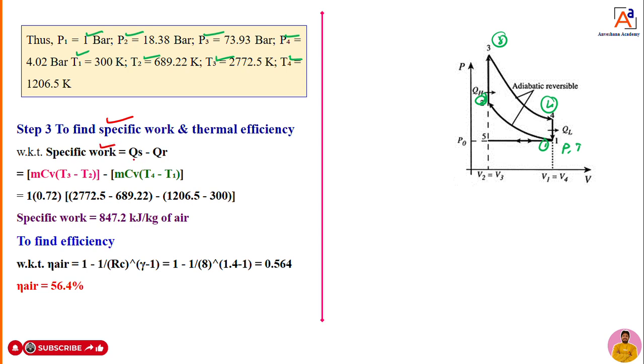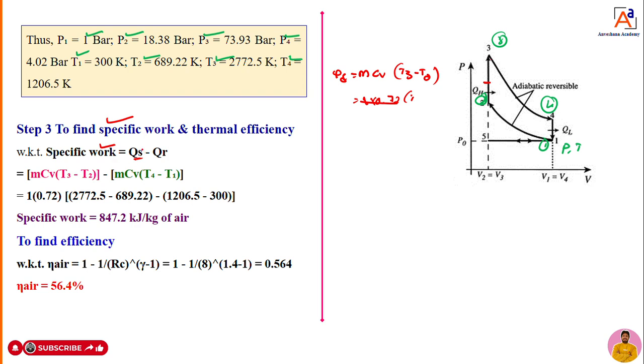Specific work is Qs minus Qr. What is Qs? You are supplying heat at this particular point, right? Then how to write the equation? Qs is equal to M into Cv into the highest temperature, T3 minus T2, at constant volume heat addition. What is the M value? That is 1. Cv is 0.7. T3 you already know, T2 you substitute, and you will get the value.